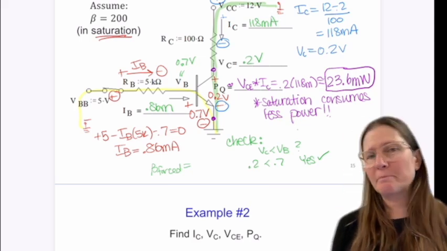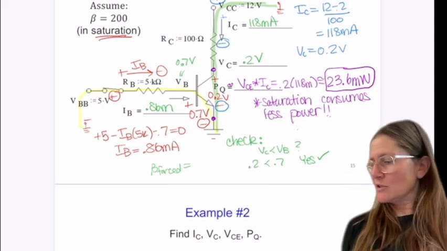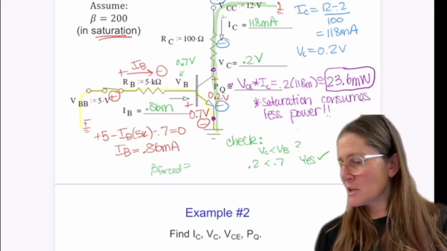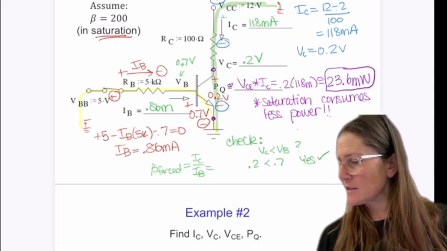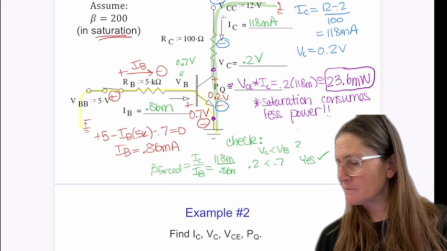So that's why. All right, so beta forced is going to be IC over IB, and in this case, 118 milli over 0.86 milli.